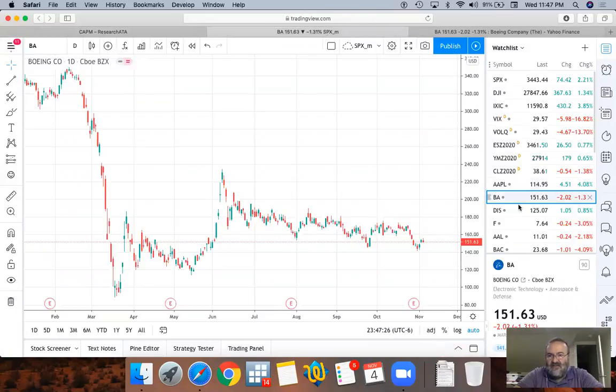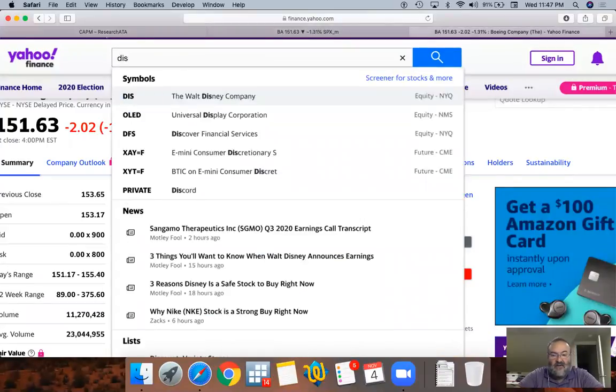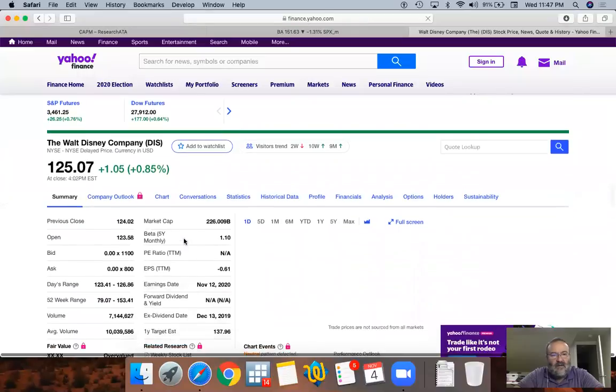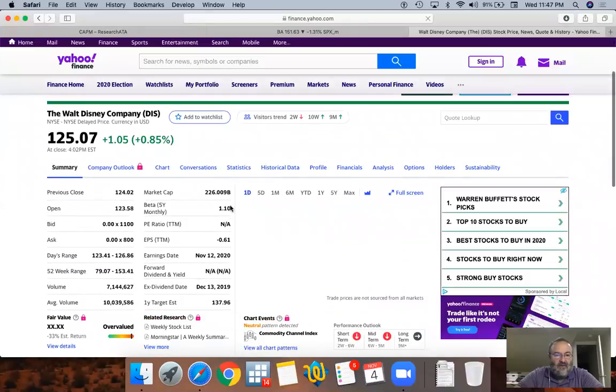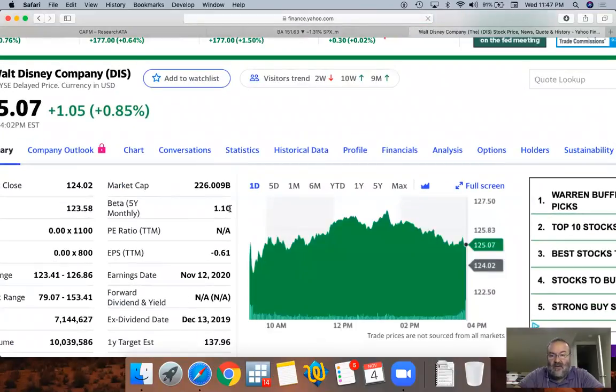Let's look at some others that I have on my list. Let's look at Disney, for instance. I would expect Disney to have a higher beta. And I'm not sure. Oh, well, I was wrong. Disney has a 1.10, which simply means that it has a lower market risk compared to Boeing and Apple.